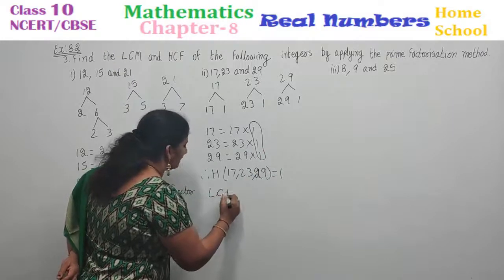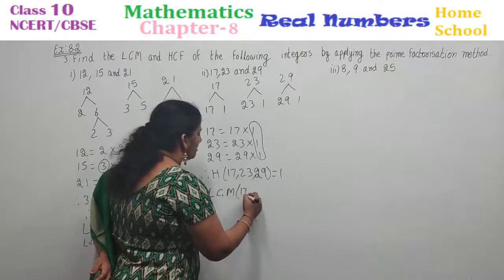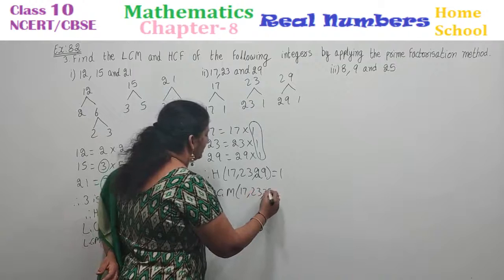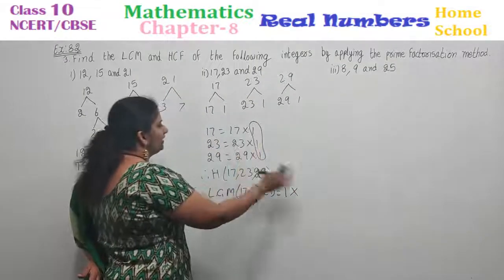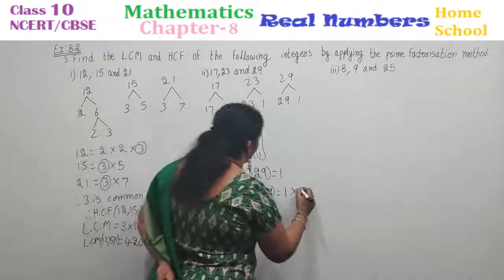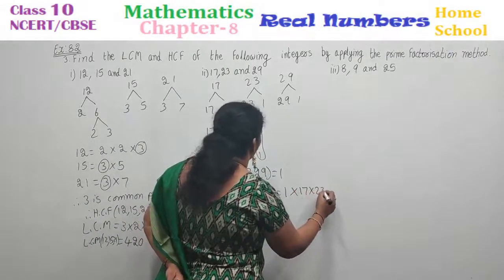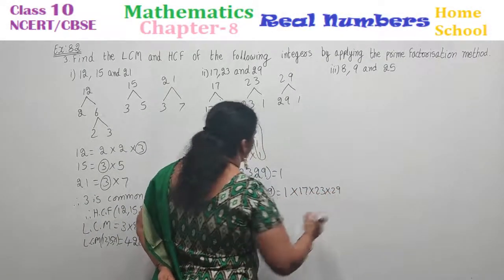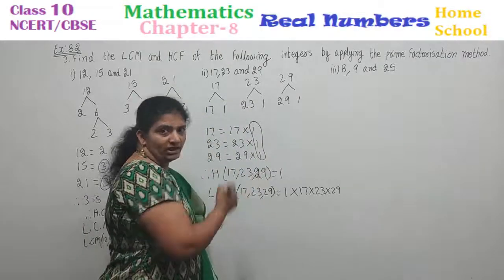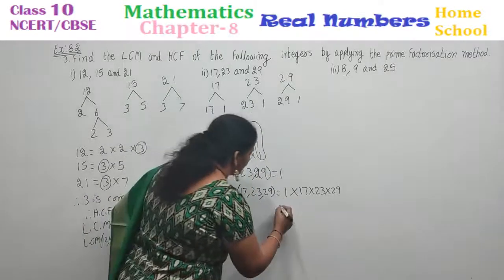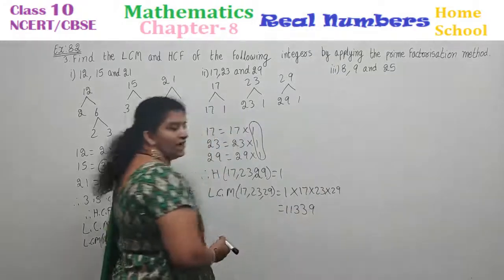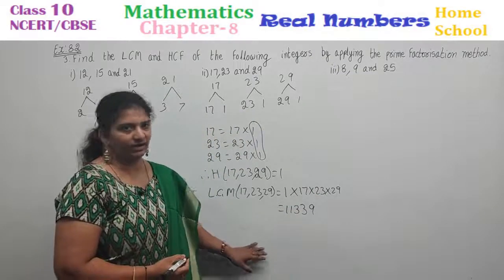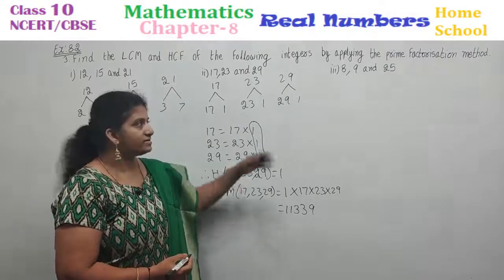Now, we need to calculate LCM. LCM of 17, 23, 29 is the common factor 1, right? Into multiply the remaining numbers, 17 into 23 into 29. If you multiply, you are going to get the answer as 11,339. This is your LCM. See the third problem.